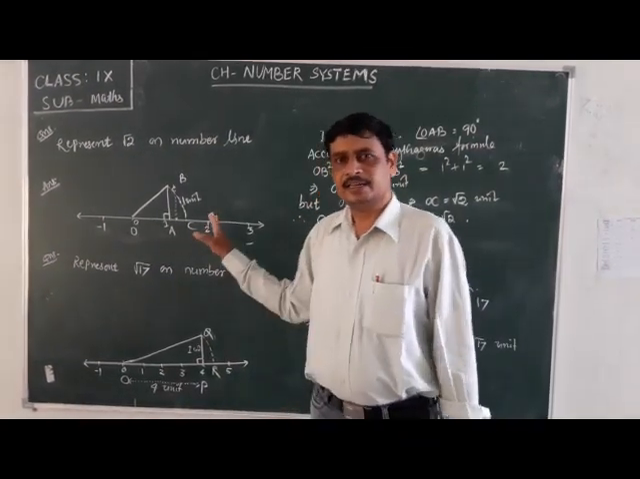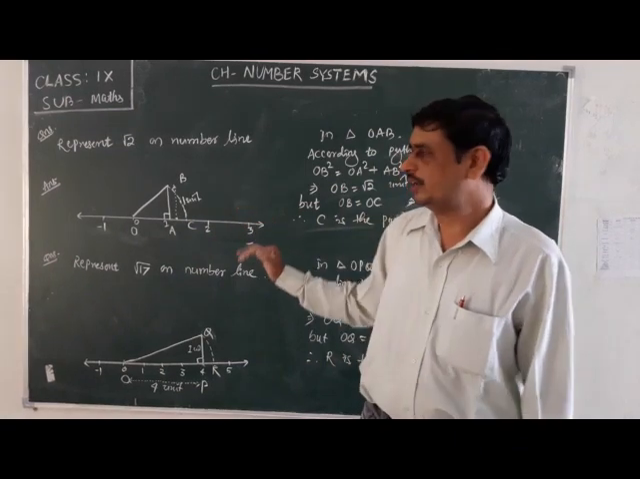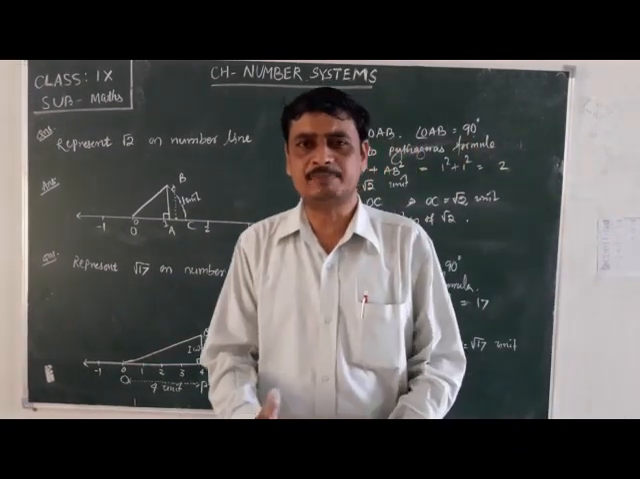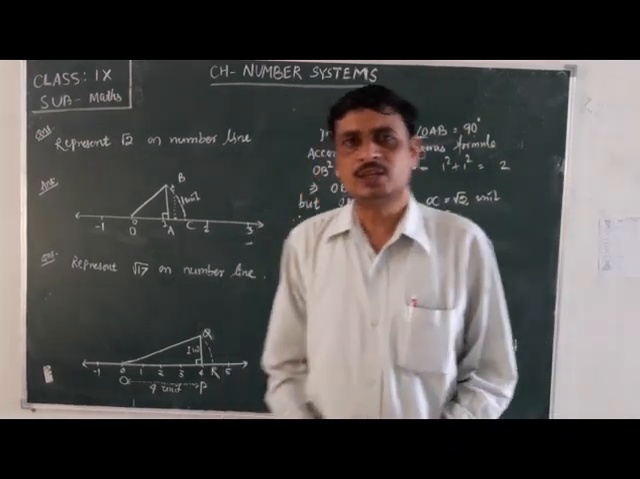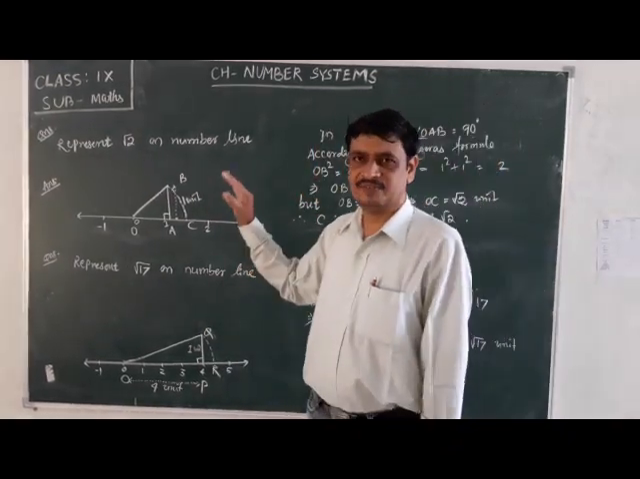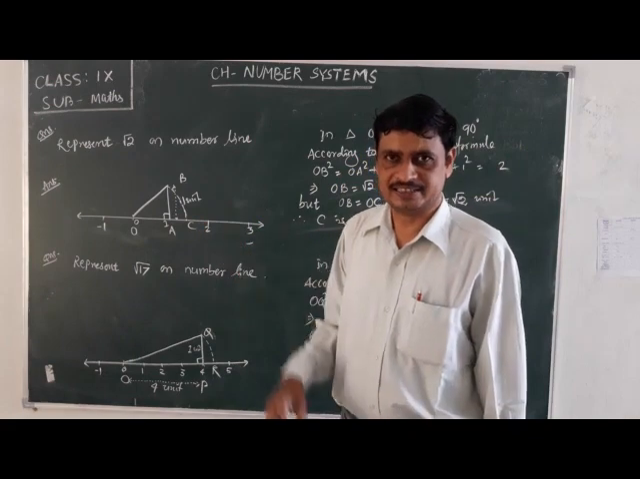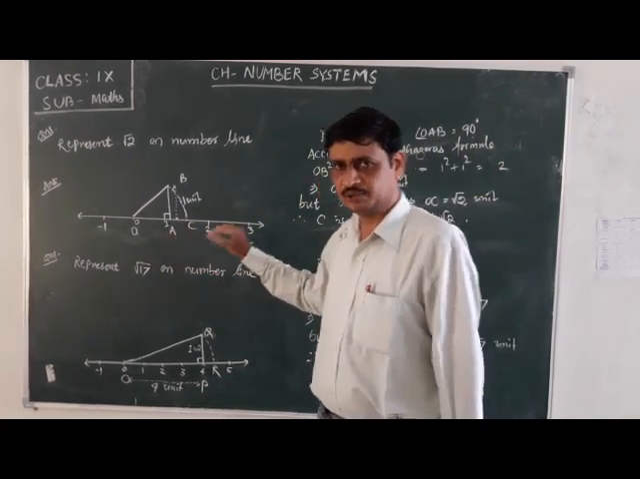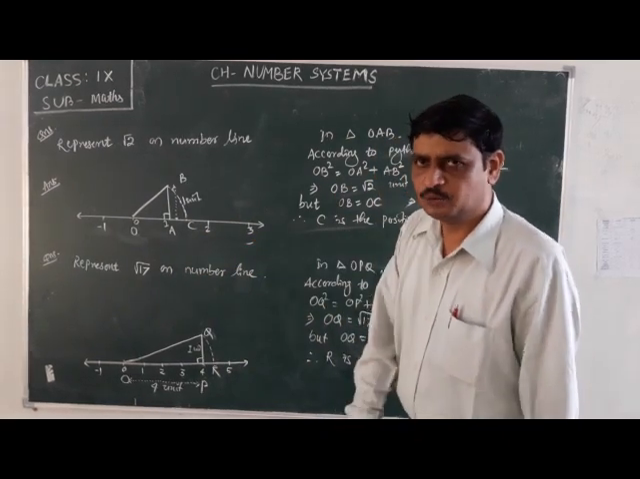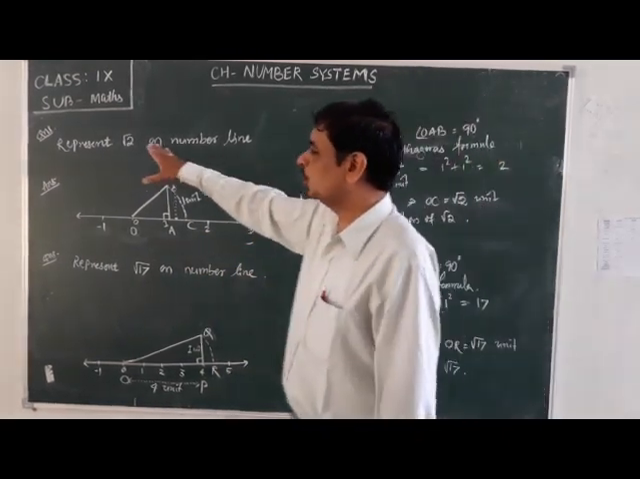How to represent this root 2 on the number line? On the number line we mark only 1, 2, 3, 4 and the negatives of these natural numbers, -1, -2, -3. Generally, we do not mark numbers like root 2, root 3, etc. So first we have to find the position of root 2 here.